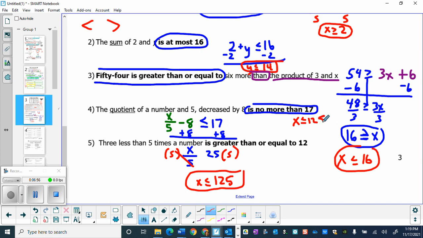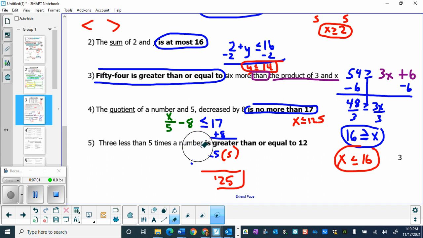And I'm just going to erase because I kind of dipped into my next problem here. But that thing there in green, that was the original translation. That shows that the quotient of a number and 5 decreased by 8 is no more than 17 because it has to be less than or equal to the 17.